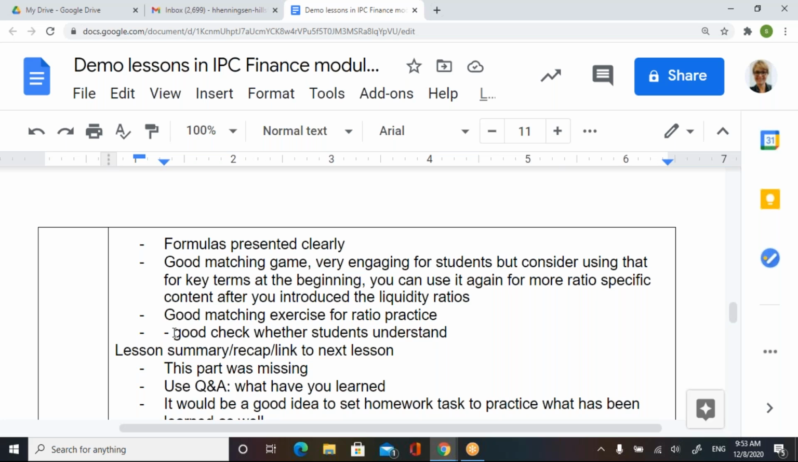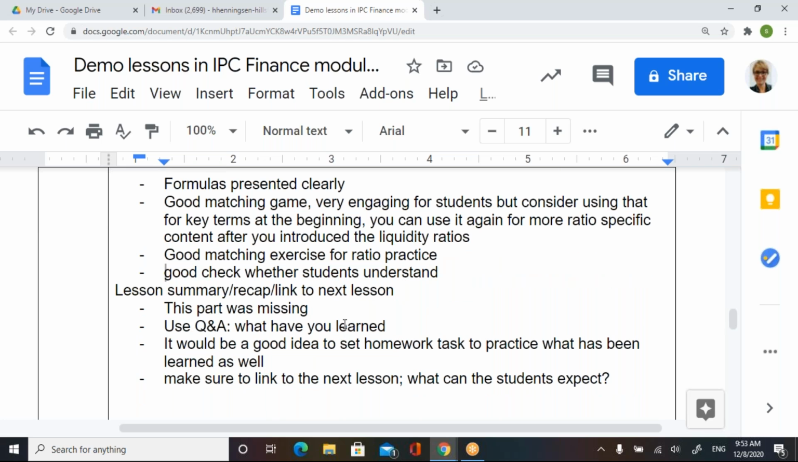I thought the exercise for the practice was good for ratio practice, and it's good that you checked whether students understood that as well. So whether they've got any question, that's always a really good idea.